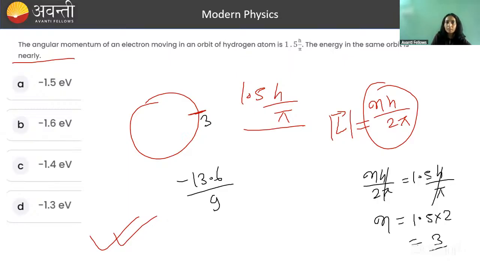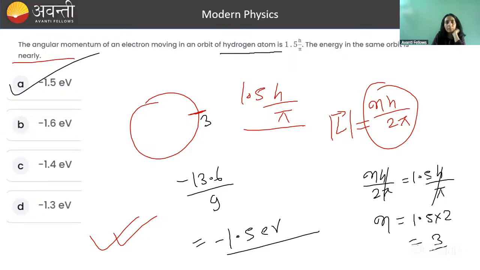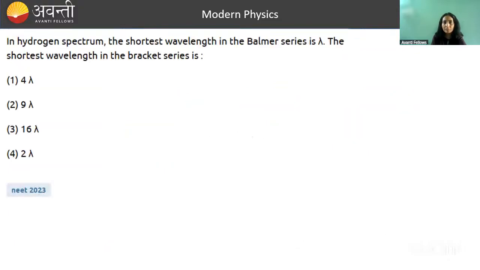This is hydrogen atom की बात हो रही है, तो simply minus 13.6 by n square. N is 3. This is 9 and this will give you how much? Minus 1.5 electron volt. So correct answer will be A. ठीक है. Please practice more questions of this chapter. They're simply formula based. चलो अब इसका answer मुझे बता दो.